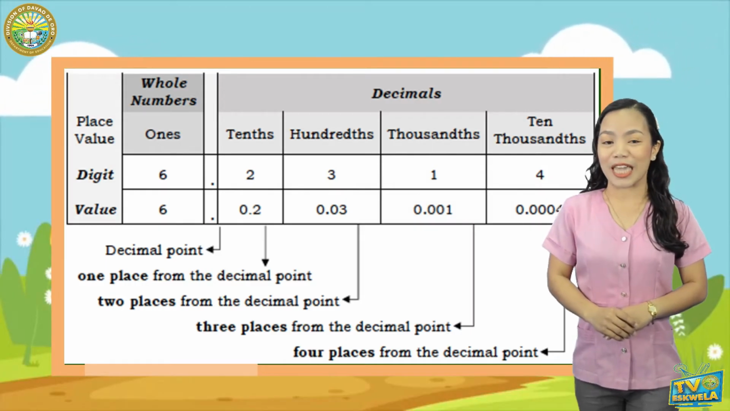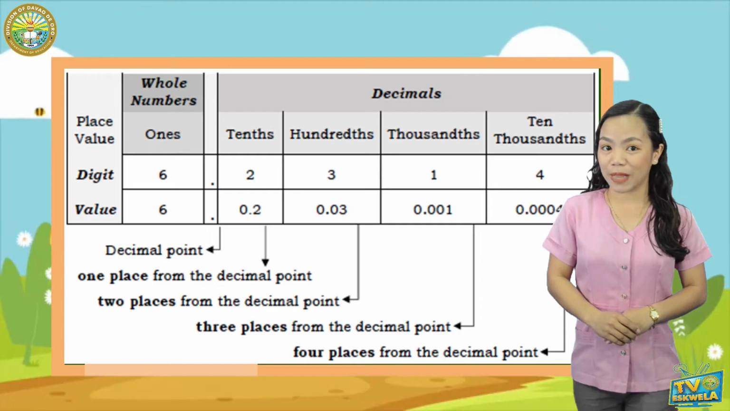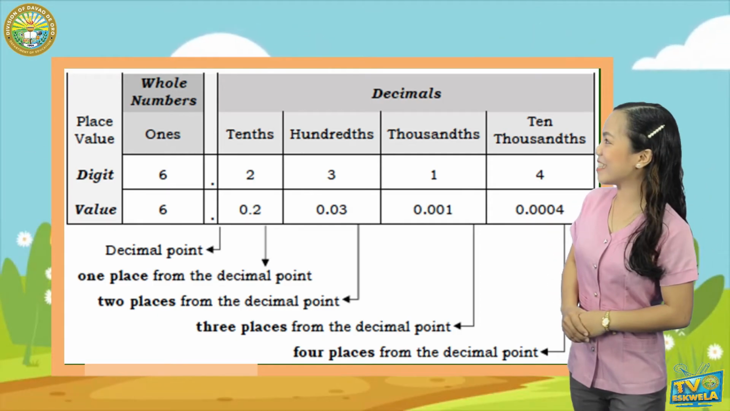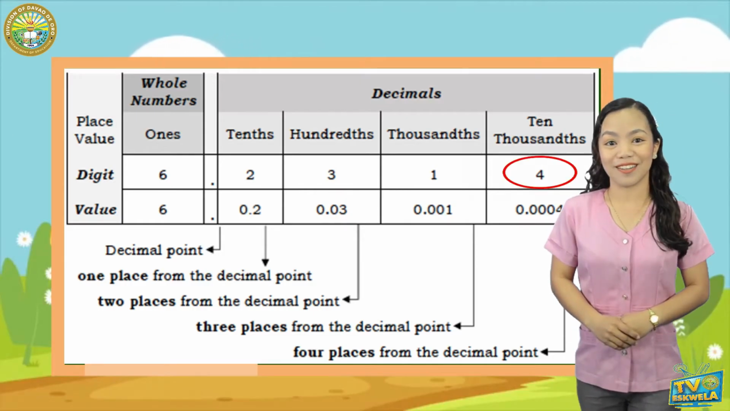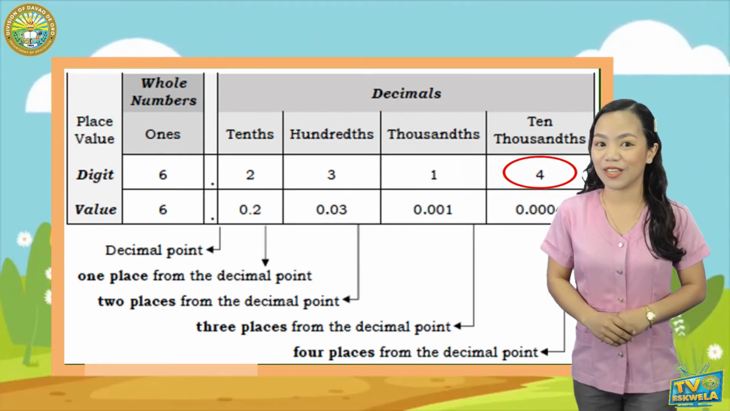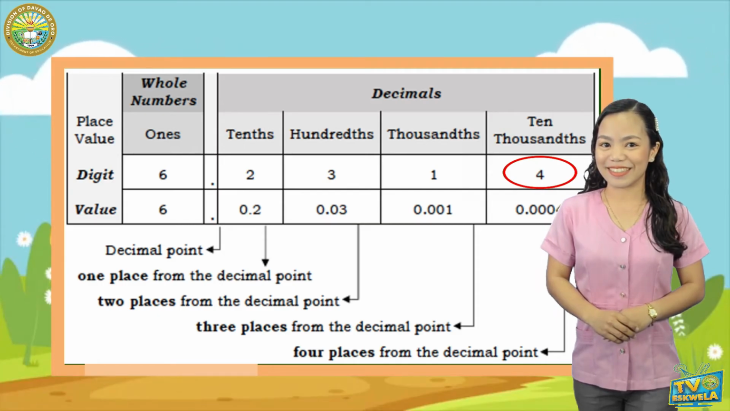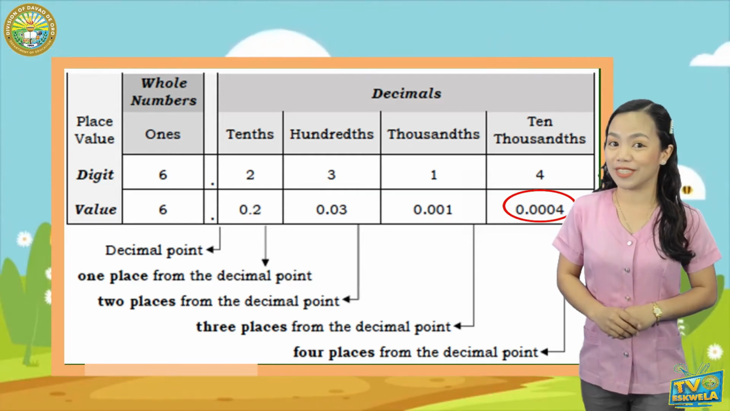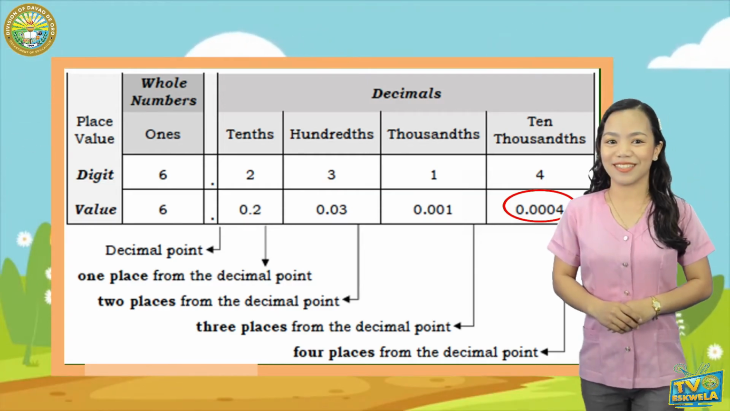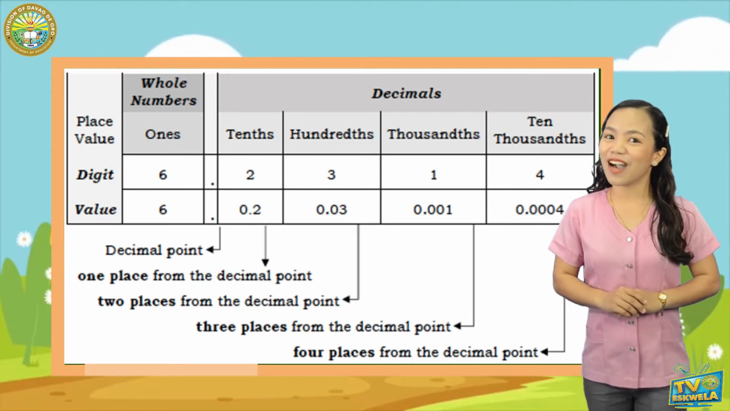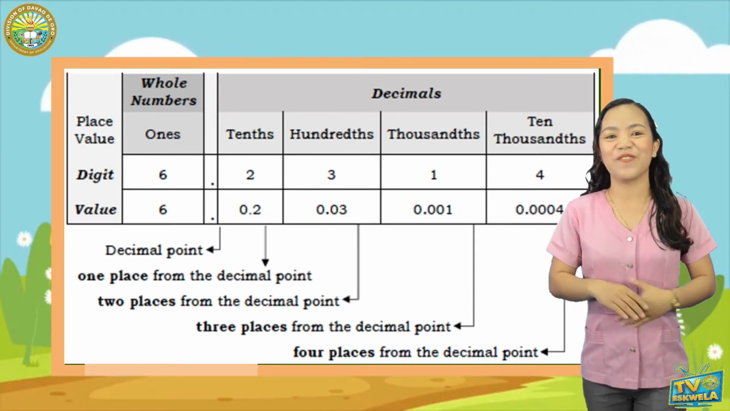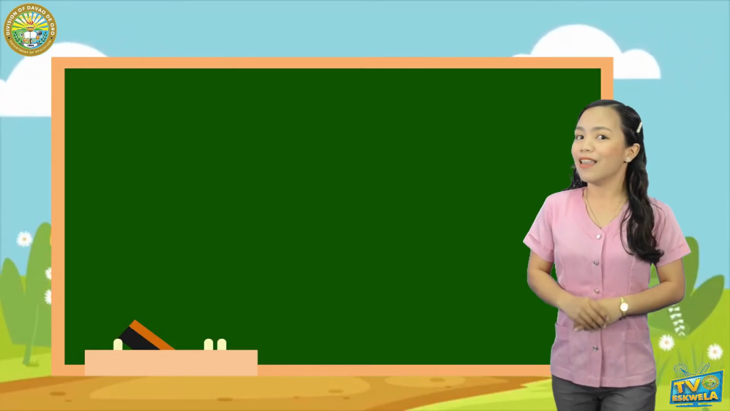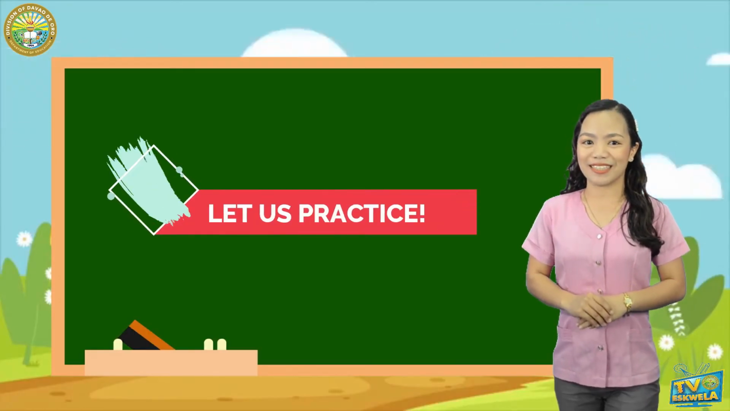Which digit do you think is in the 10,000ths place? Yes, it's 4. What do you think is its value? Its value is 0.0004. Have you got it right? Very well. Now we are ready to proceed. Let us practice.